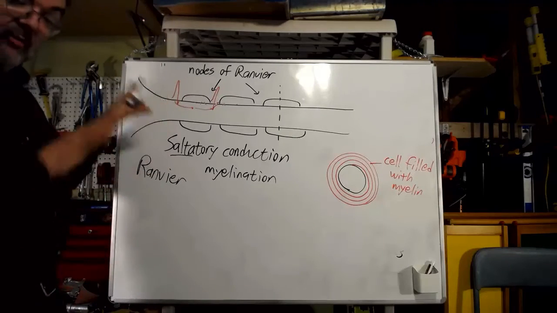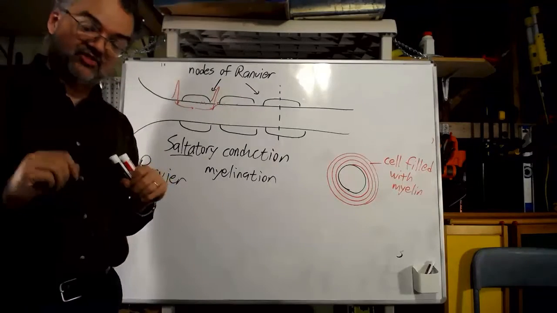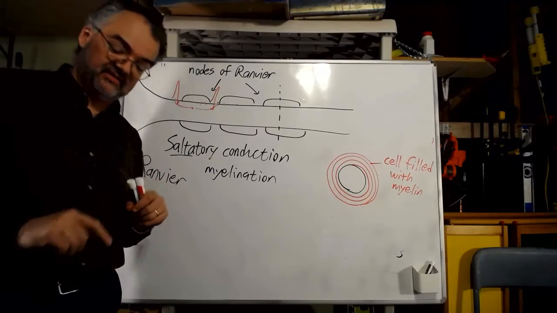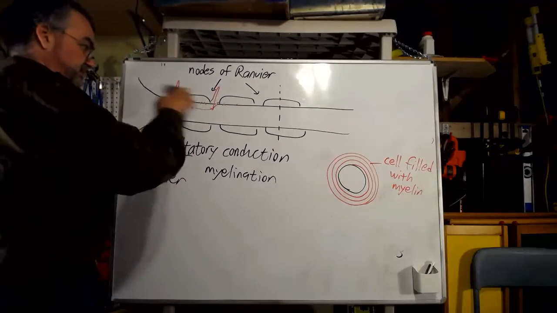All right, so we've figured out how that action potential moves down the axon. Now, what happens when it gets to the end? That's our next question. So let me erase this.